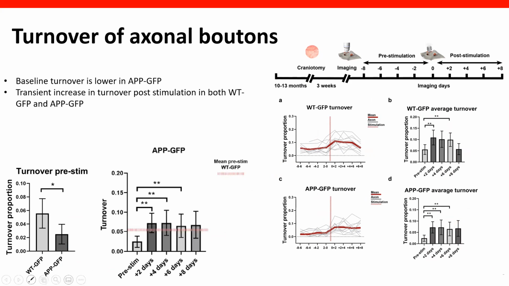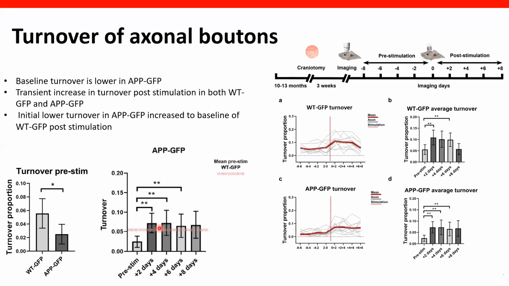And perhaps more interestingly, when we graph the mean pre-stimulation data for the wild type animals across the graph for the APP-PS1 animals, we can see that the initial lower pre-stimulation turnover was increased post-stimulation to the levels of the pre-stimulation of the wild type animals. So that was a very exciting finding.